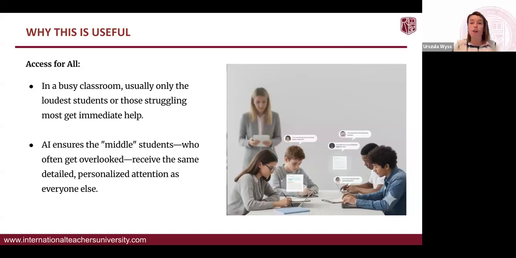I think I've shared a lot of details, but in a busy classroom, unfortunately, oftentimes only the loudest students or those that are struggling a lot get immediate help. Sometimes in a class of 20, in a 20 or 30-minute writing period, some students might not have been visited by the teacher at all, especially if there's 1 or 2 students that need a lot of one-on-one support. And so AI ensures that those middle students that normally work independently, but might need support, who often get overlooked, receive the same detailed, personalized attention as everybody else, right?